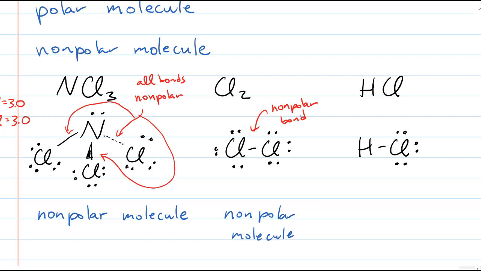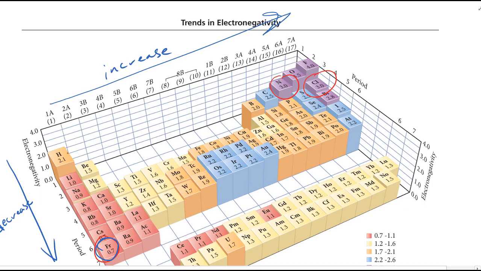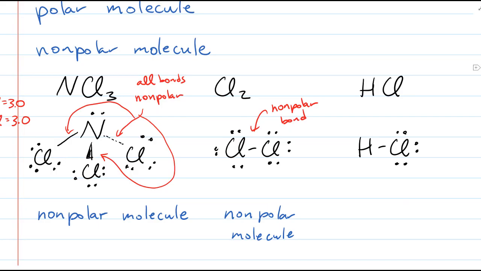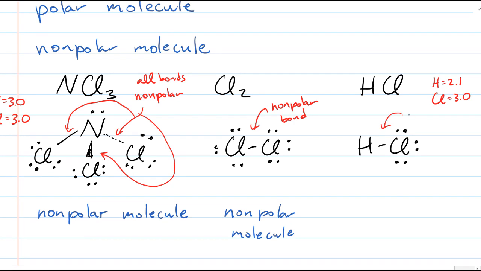If we go on to HCl, we once again look up those electronegativities. We see hydrogen at 2.1, chlorine sits at 3.0. We now have a difference in electronegativities. And because we do have a difference in electronegativities, this bond in here is going to be a polar bond. Okay, so the bond itself is going to be a polar bond, again because the difference here is 0.9.